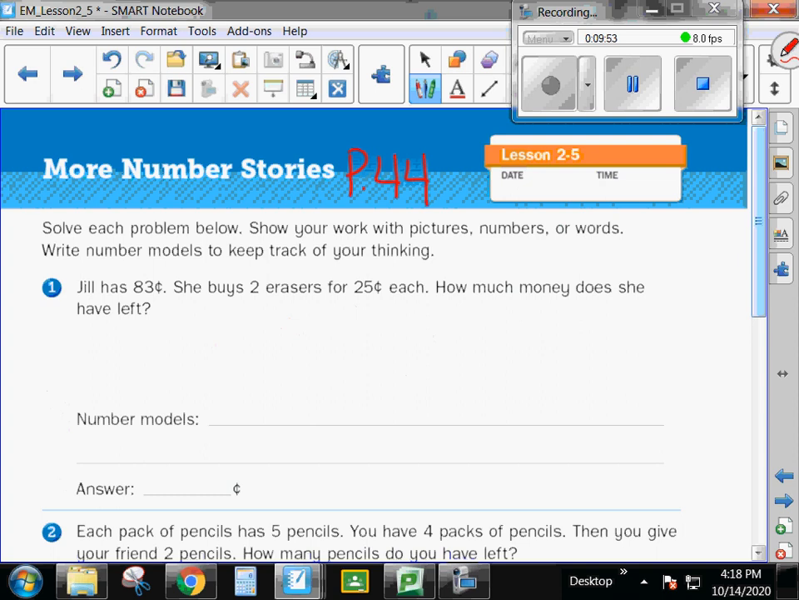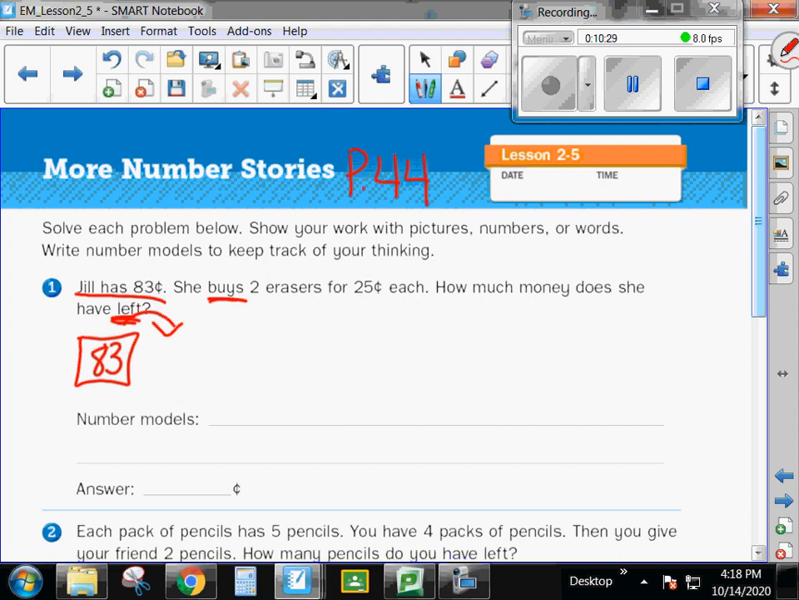All right, so let's look at this problem. It says that Jill has 83 cents. So here's Jill's pocket. She's got 83 cents in there. Now, what does she do with that 83 cents? She's buying things. So I know that money is going to be coming out of her pocket, right? And it wants to know how much money does she have left. So again, another clue word that I'm subtracting. You see the word buy, you see the word left, you know that you're going to be subtracting out of her pocket. So what are you subtracting out of her pocket?